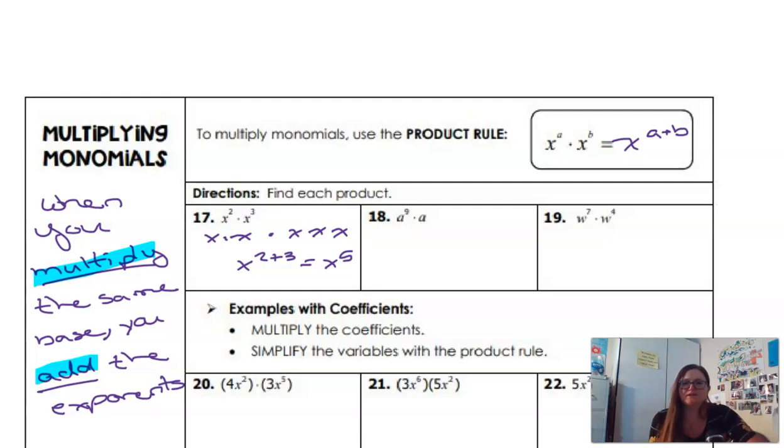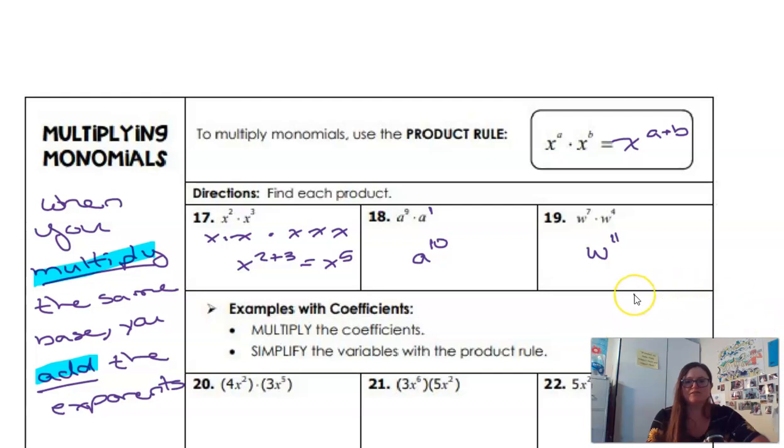So, instead of writing number 18 out, let's just think about it. You've got a to the 9 times a. What's our exponent when we don't write anything? It's 1. So it's a to the 10. All right, now try number 19. See if you can figure it out by yourself. Ready, go. So you should have got w to the 11th power, because 7 plus 4 is 11. That's what you do if you just have one variable with one exponent.